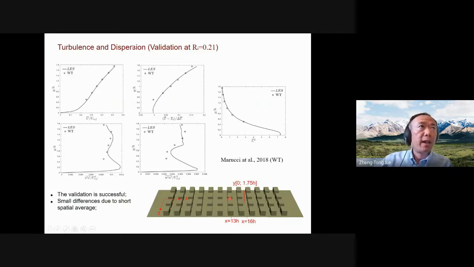For the validation first, they have done an intensive study at Richardson number 0.21. And we validate the mean flow, temperature difference, the vertical and streamwise fluctuation, and the mean concentration at 1.75H from the source. So they are quite good. They are quite good, right?